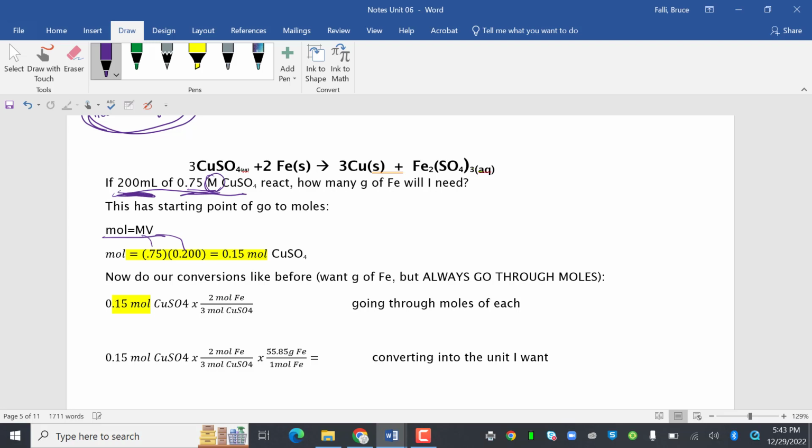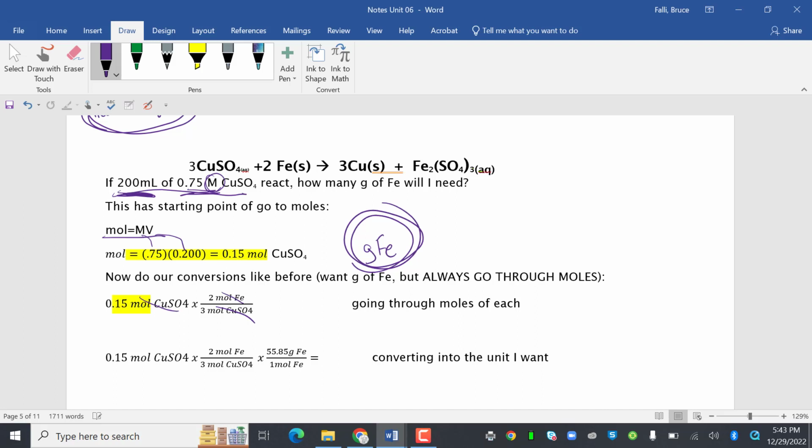0.75 times 0.2 is 0.15 moles of CuSO4. Okay, so now we do our conversion like we did before. What we want is grams of Fe, but I'm going to start with 0.15 moles of CuSO4. I hate moles of CuSO4, so I put it on the bottom.